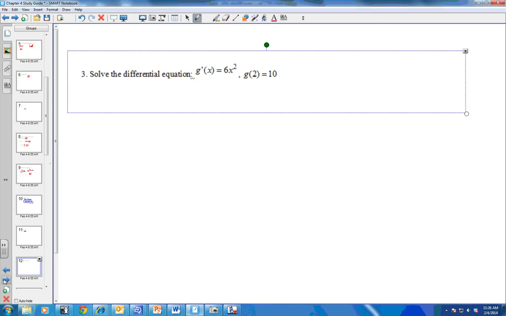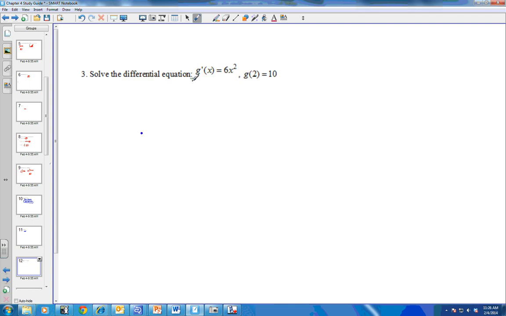Number 3, solve the differential equation g prime of x equals 6x squared, and then they give us this point, g of 2 equals 10. So anytime I have the derivative and it says solve the differential equation, that means instead of g prime of x, my answer should be g of x equals something. So how do I get from g prime of x to g of x? Well, we know we should integrate that.